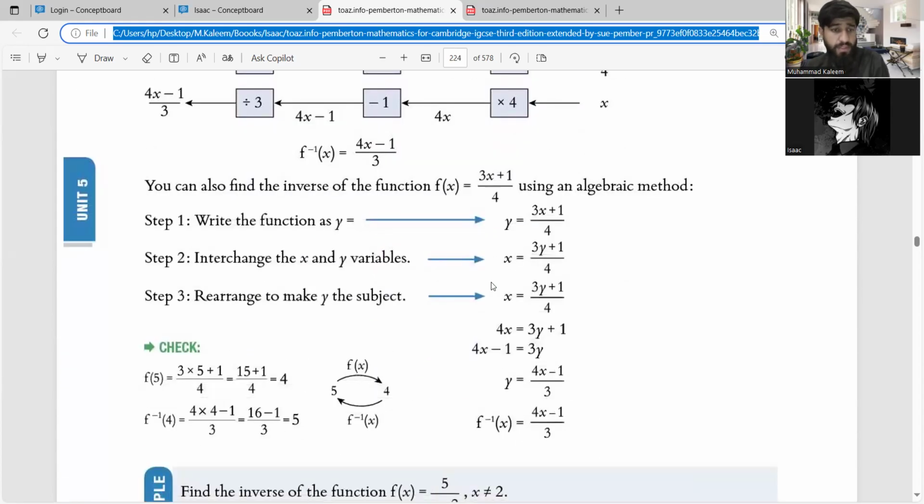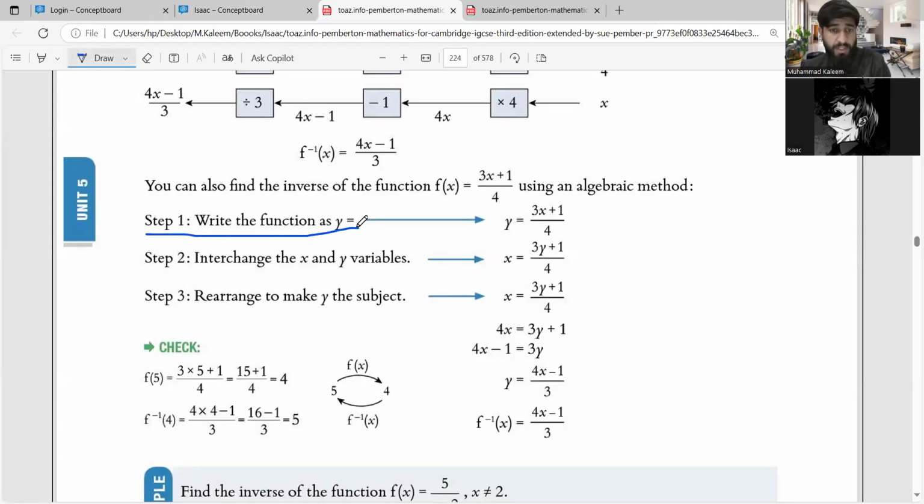For inverse of a function, we just have to focus on 3 steps. You can check out the Zoom, from the book. We have to do some stuff. Step 1, write y. So write the function. This f of x will be replaced by y. That's the first step. Second step is to interchange the x and y variables. You can see this was a y, now it is turned into x. This x is written as y. So we interchange the x and y variables.